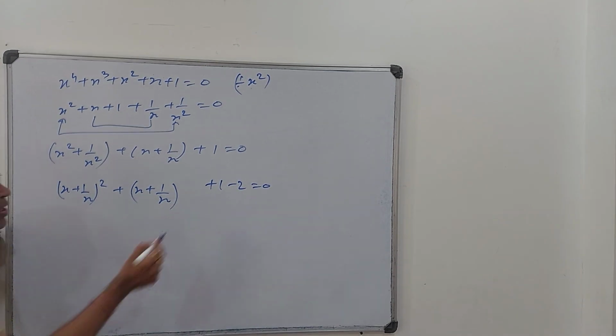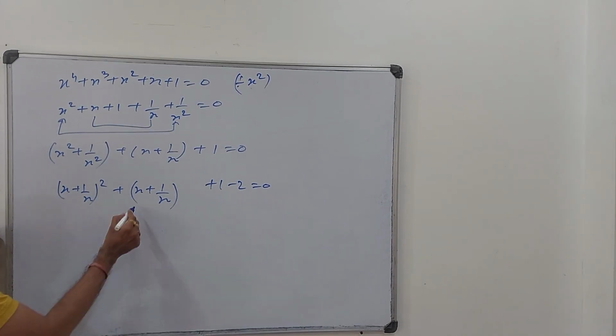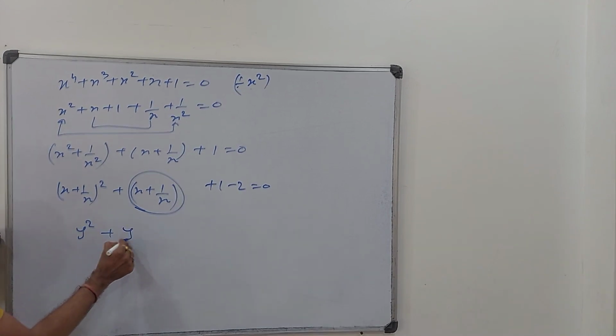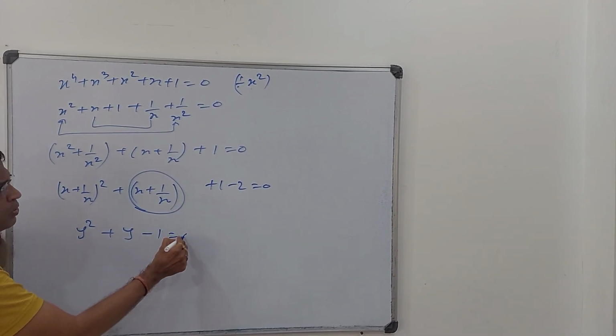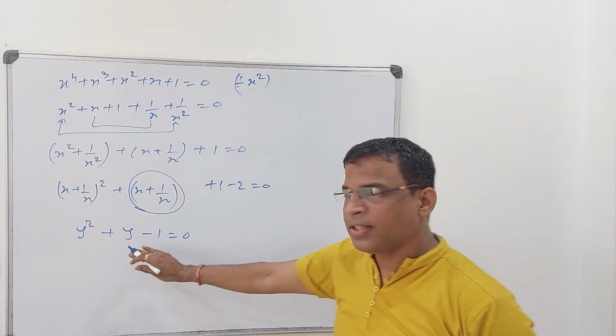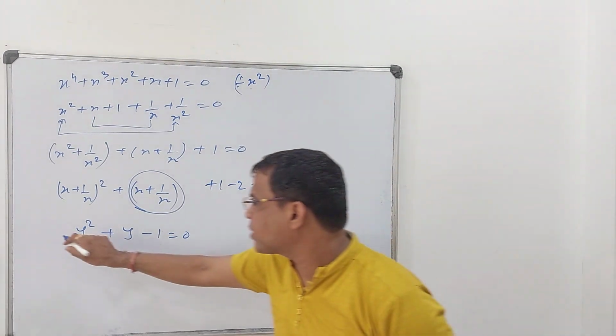It will be like this, and obviously finally if you want to substitute x plus 1 upon x as y, so it will be y square plus y minus 1 is equal to 0. Y square plus y minus 1. So it's a quadratic. You can solve it.